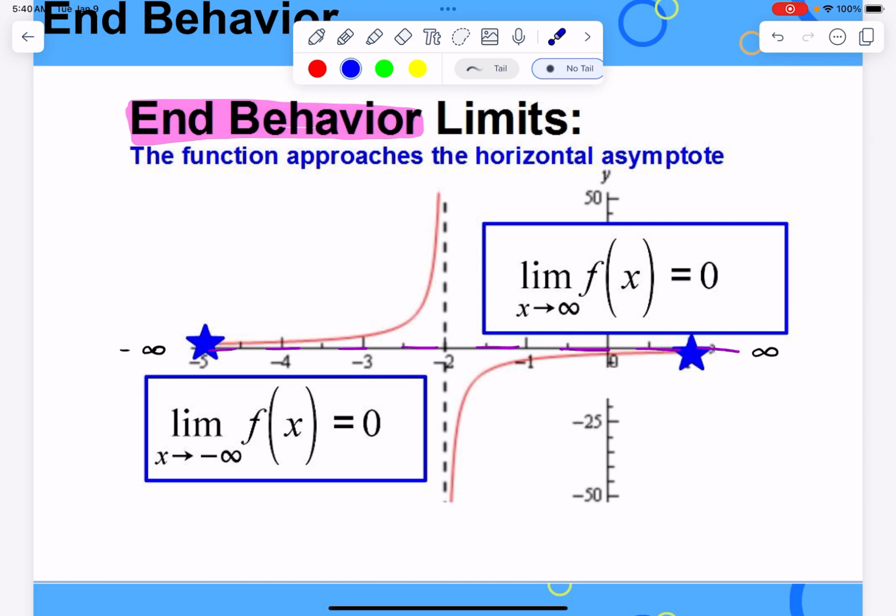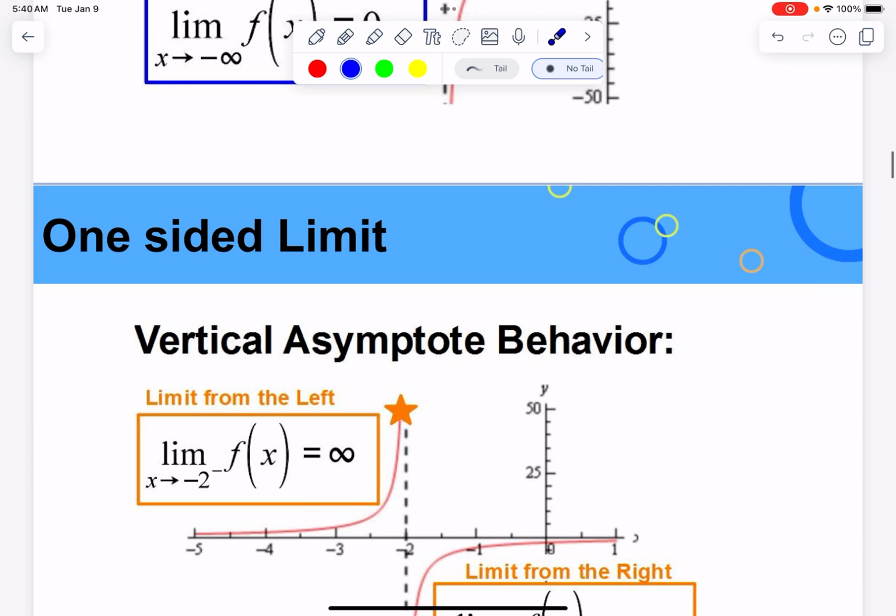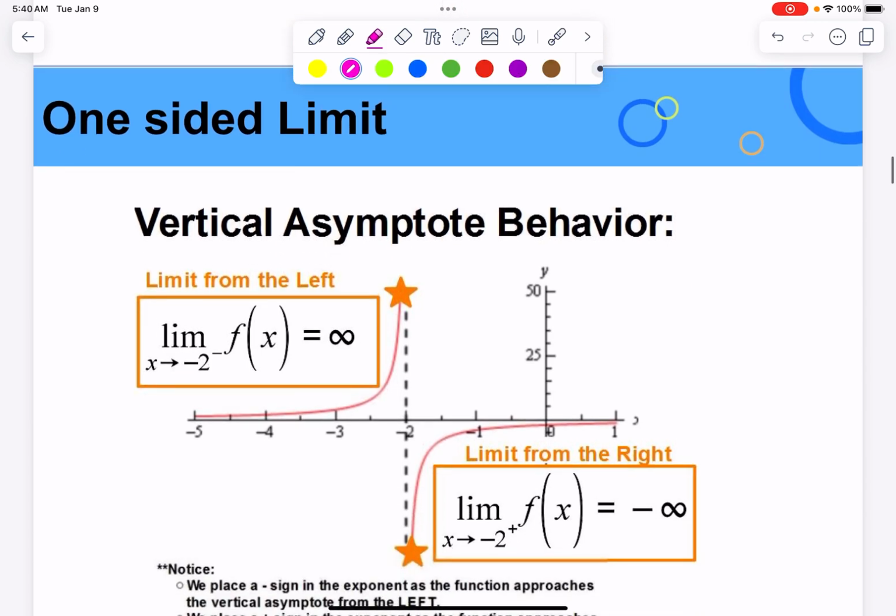If we do it the other way, the limit as x approaches negative infinity of f of x, so notice this is the function, and I'm getting to the x values that are very, very, very small, it's getting closer and closer to 0. So that's the end behavior, which we've done before. Now let's look at one-sided limits, and that's the one we're going to be looking at now.